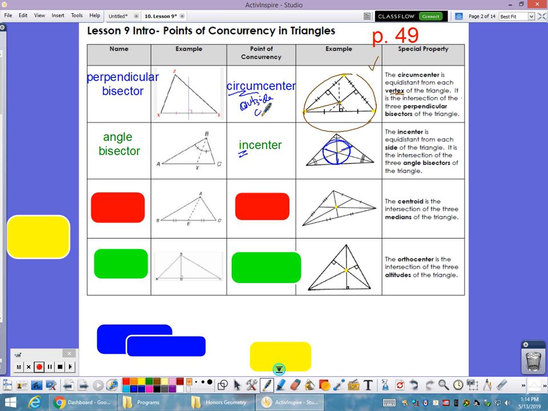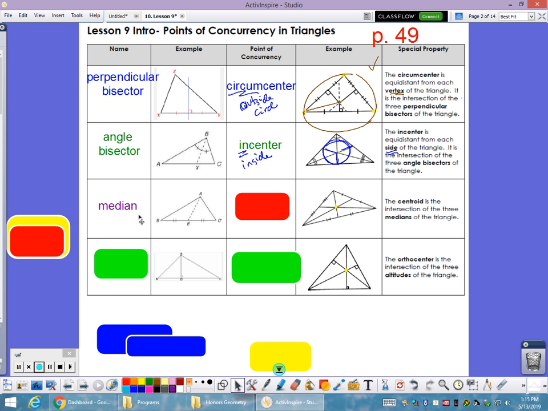Outside circle. And this is an inside circle. All right. And here the incenter is equidistant from each side of the triangle. That's important: to the side, not the vertex. It is the intersection of the three angle bisectors of the triangle. Okay. Great. So there's a couple more.